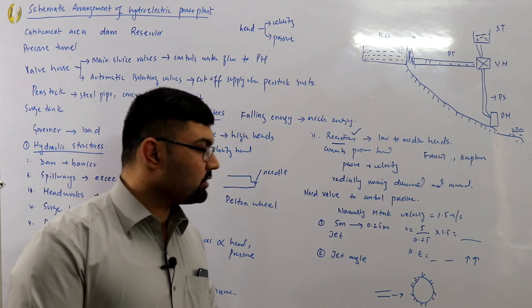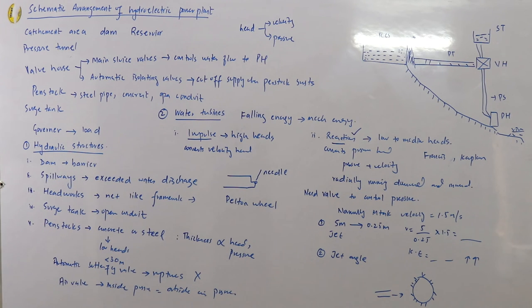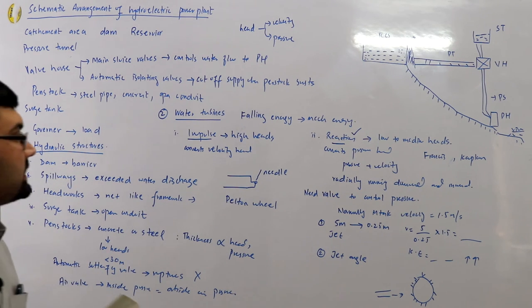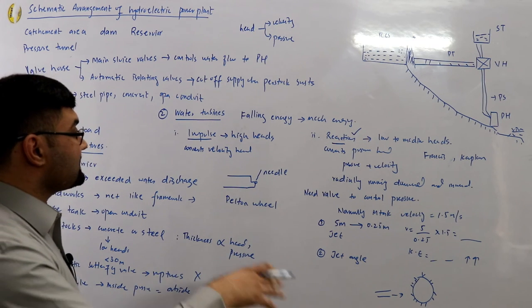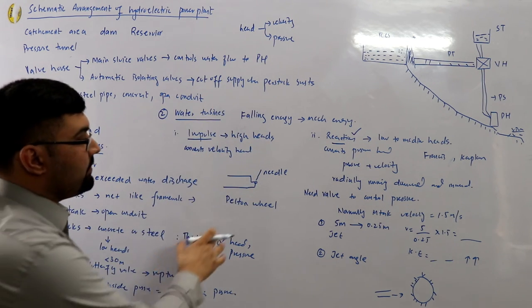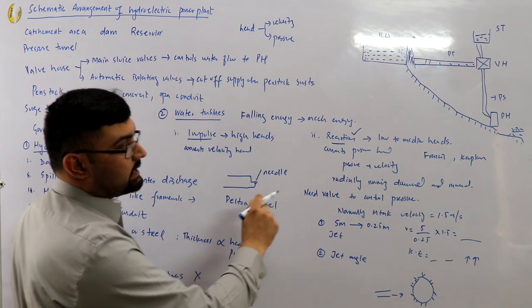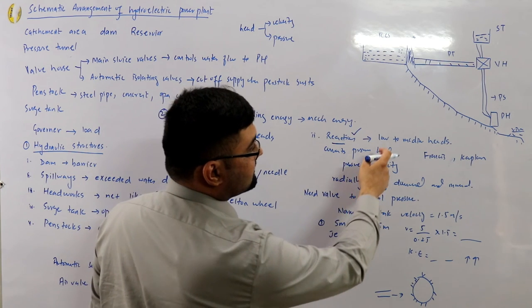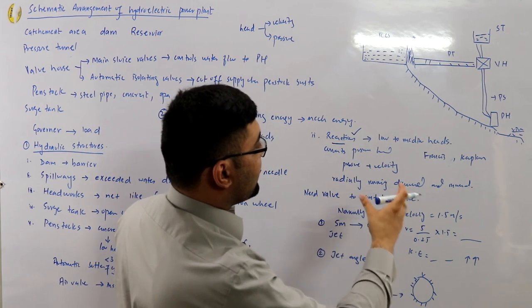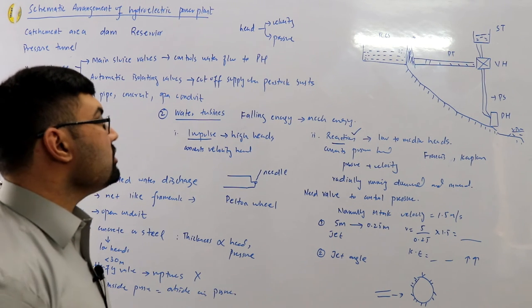Turbulent flow and laminar flow, do you know it? Yes, you know it, right? So I believe that should be it. The thing that is important over here for us is that the impulse turbine is a high head turbine. Pelton wheel is a high head turbine. It converts velocity head. The reaction turbine converts the pressure head. This is for low and medium heads. And Francis and Kaplan turbines are reaction turbines. These are important MCQ questions.